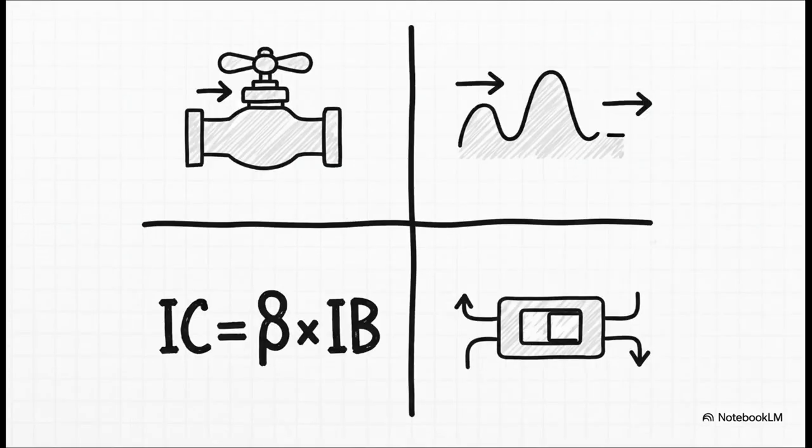All right, let's do a super quick rundown. A BJT is an electronic valve controlled by current. Its sweet spot for amplification is the forward active mode. The magic formula is IC equals beta times IB. And finally, when somebody says saturation for a BJT, you should immediately think fully on, closed switch.